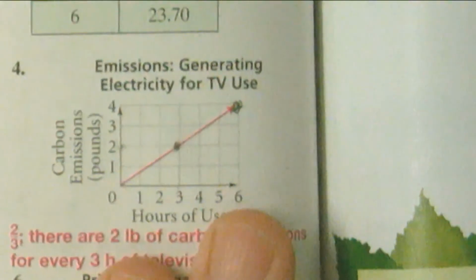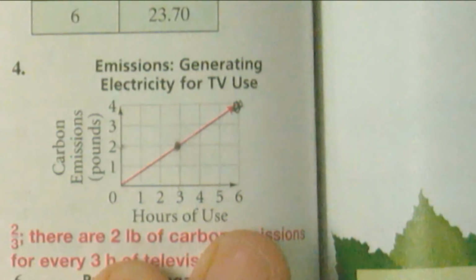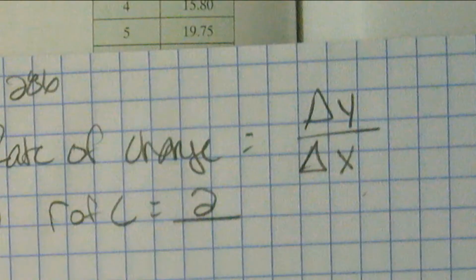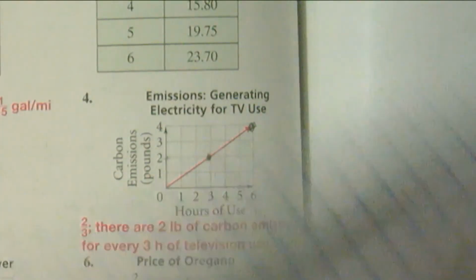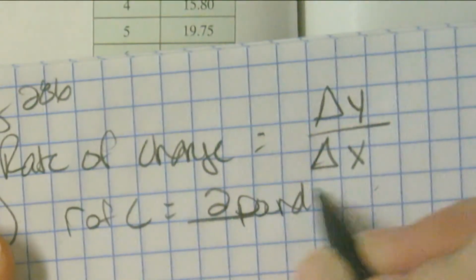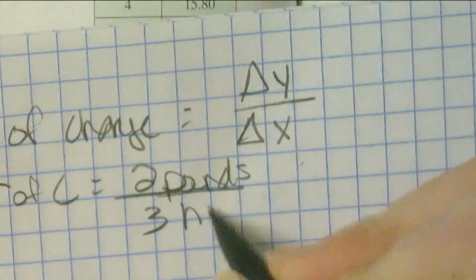All right, how many am I going to the right? Remember, up is positive, down is negative. To the right is positive, to the left is negative. So how many did I go to the right? Matthew? 3. So my rate of change is going to be 2 pounds. Yep, pounds over 3 hours.